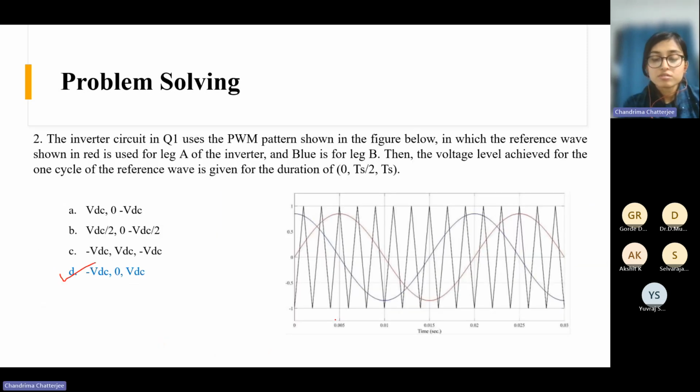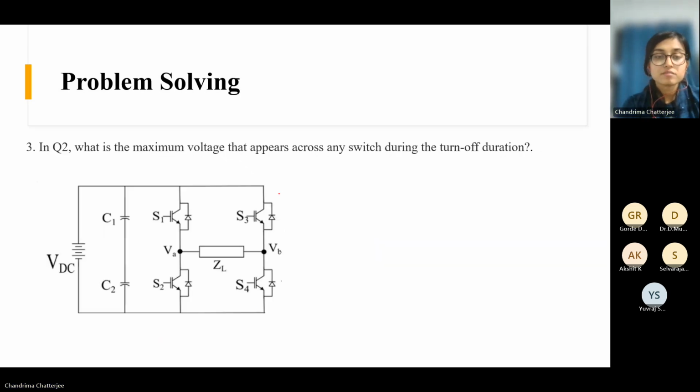Okay, so yeah, this is the correct option. Let's see the next question. In question 2, what is the maximum voltage that appears across any switch during the turn off duration? This is pretty straightforward. They are asking, when any switch is off, what is the voltage that it needs to block, right?